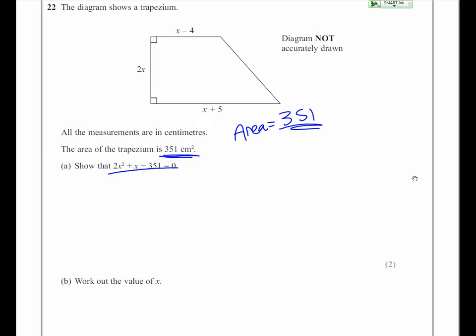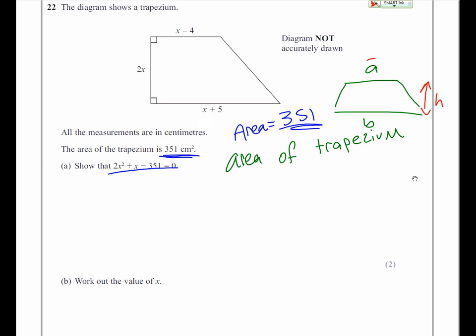There's two ways you can do this. I'm going to use the formula, area of trapezium. If you've got a trapezium that's A across, B down there, and you know the height, you do A add B, times it by the height, and half it. It's a really cool way to show that formula.